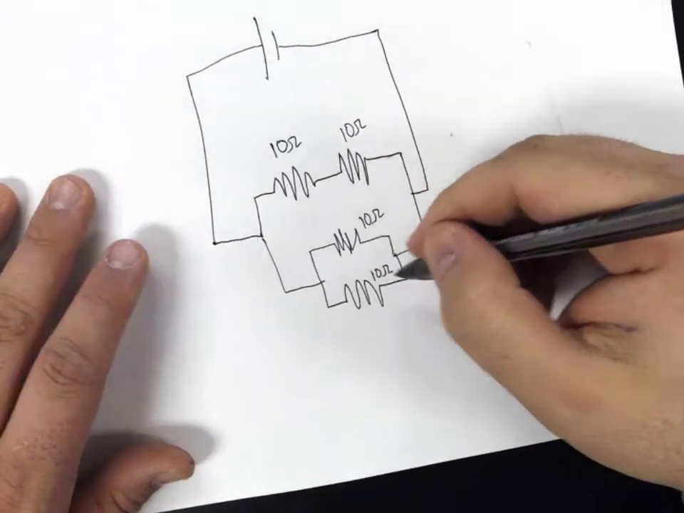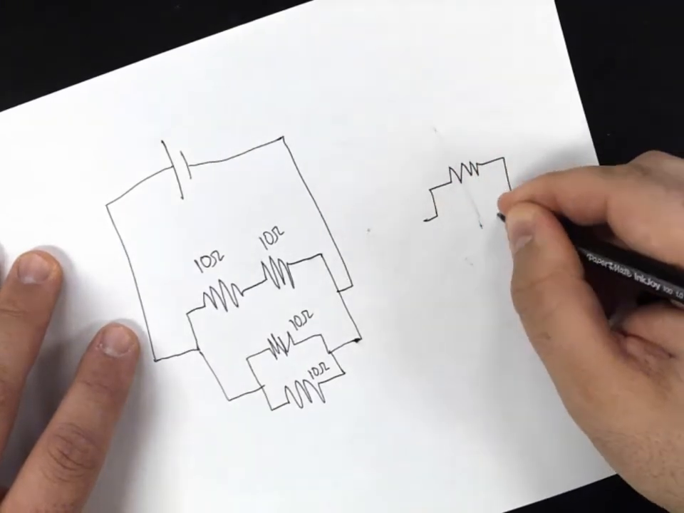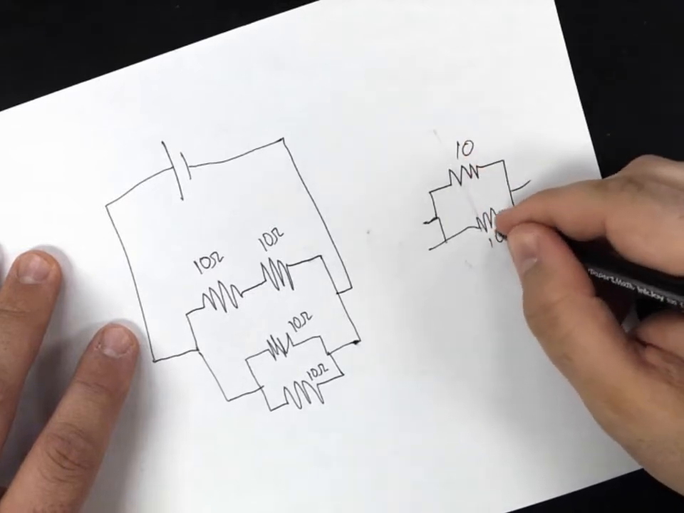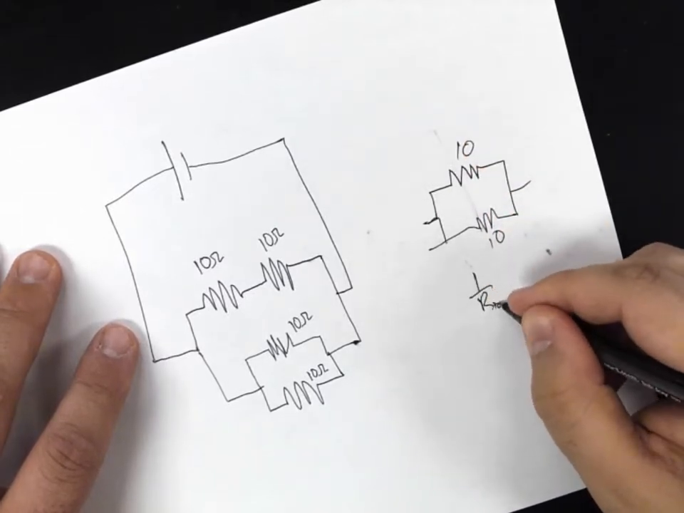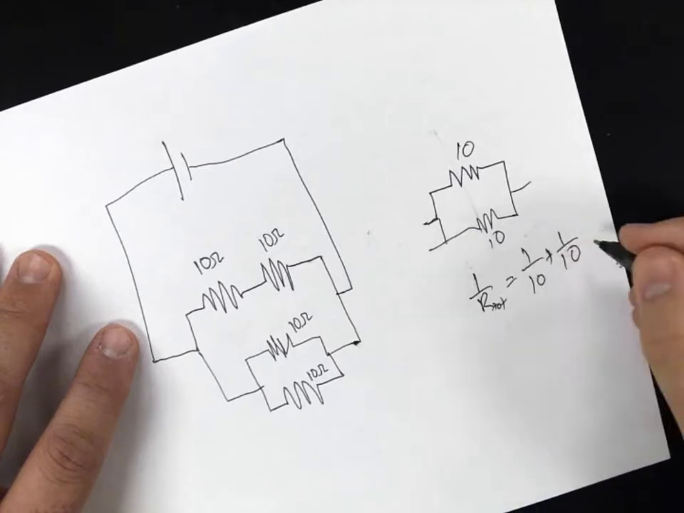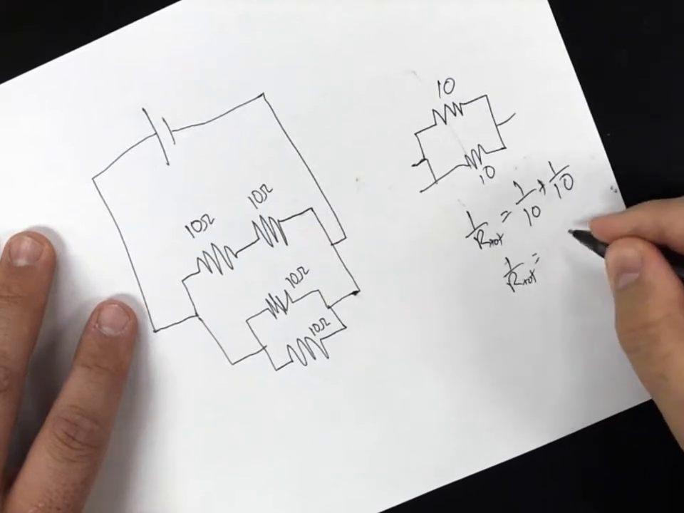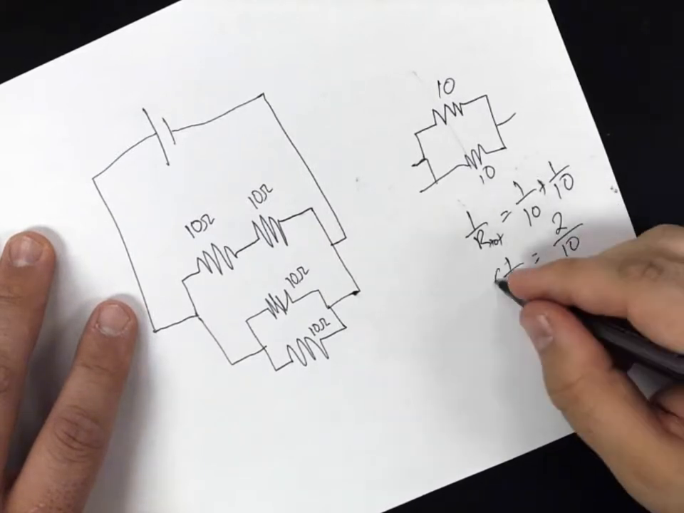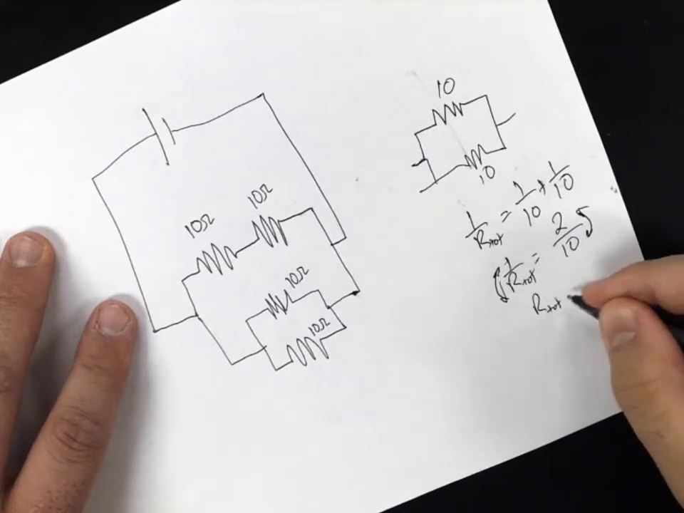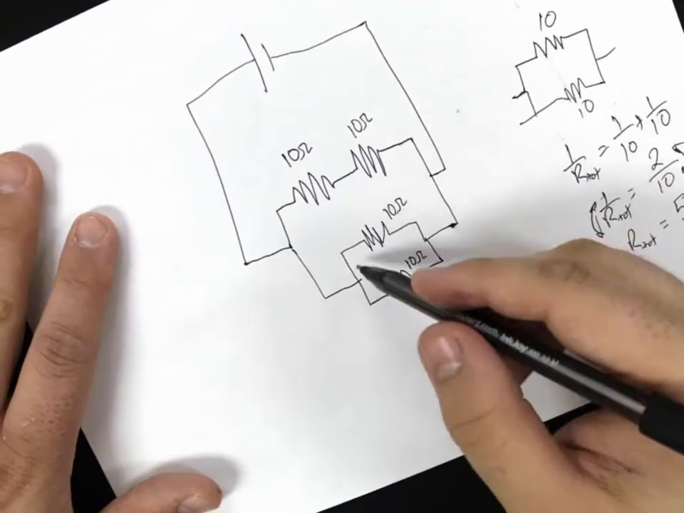So let's do these two first. Those two are in parallel. We're going to focus on this section right here first. This is 10. This is 10. We remember that for parallel, we do 1 over R total equals 1 over 10 plus 1 over 10. That is 2/10. 1 over R total equals 2 over 10. Do the reciprocal of both sides. R total equals 5.